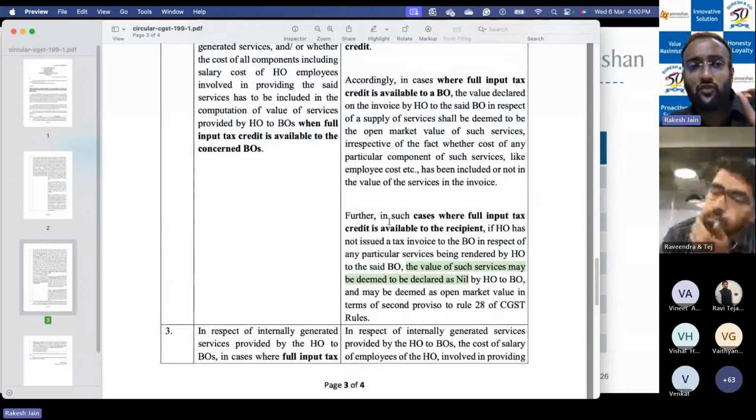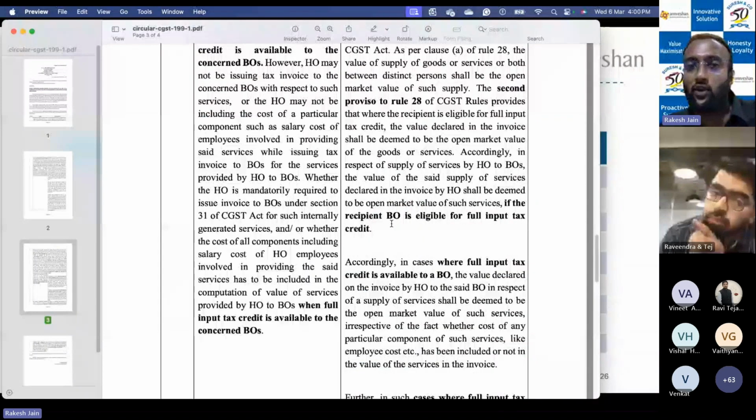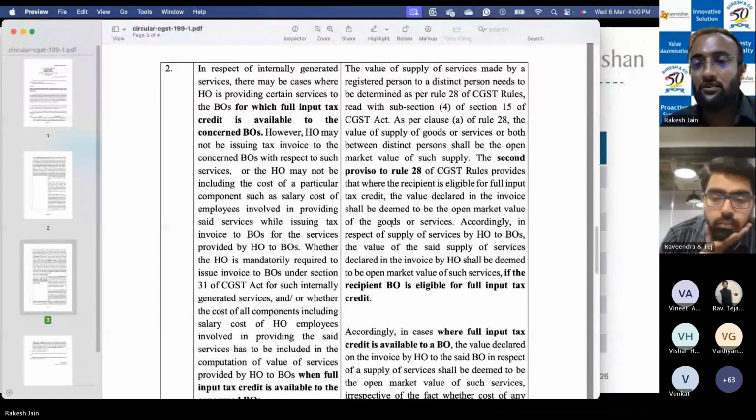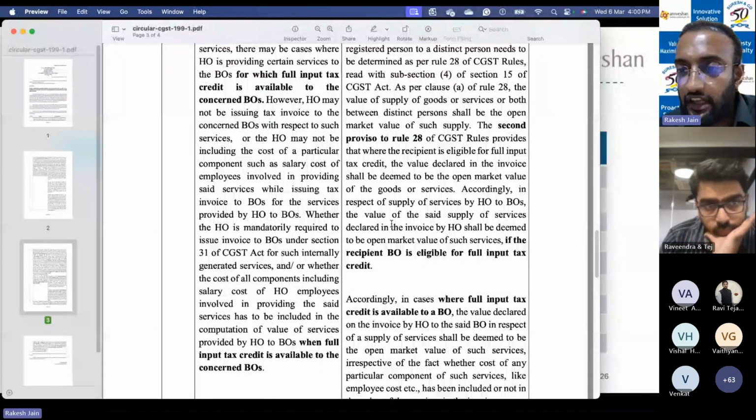So that is where I said this is a very important circular. It has brought in a lot of clarity. I hope I'm able to clear the doubt, Venkat.